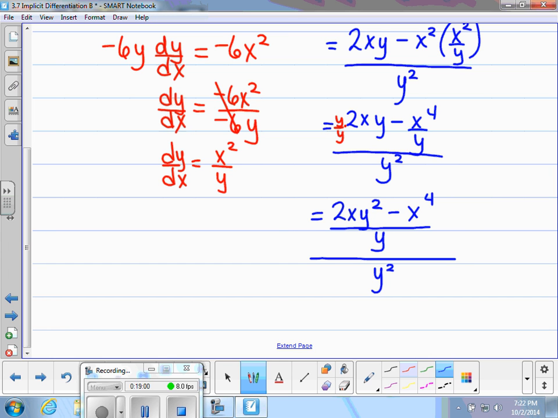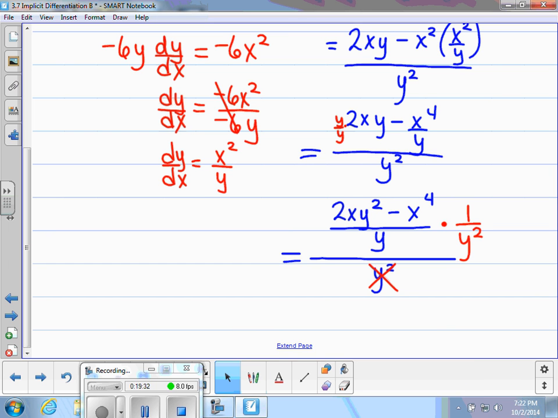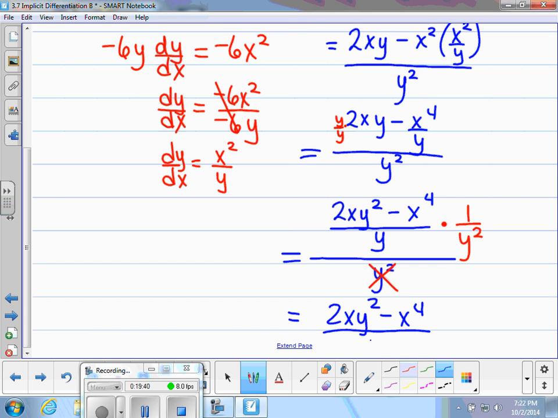All right, so again, fraction inside fraction. I probably shouldn't write that there. Looks weird. Fraction inside a fraction, right? So when you divide fractions, you're actually multiplying by the reciprocal. I'm going to go ahead and multiply the numerator by the reciprocal of y squared, which is 1 over y squared. And now I get 2xy squared minus x to the 4th over y cubed.